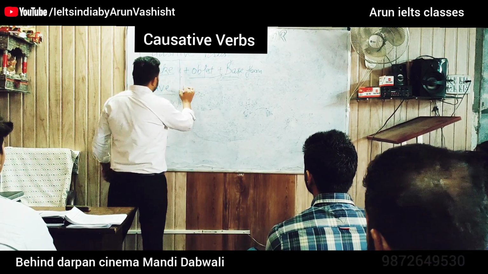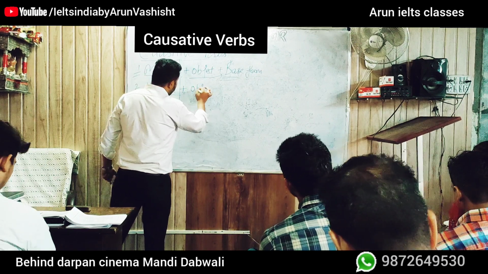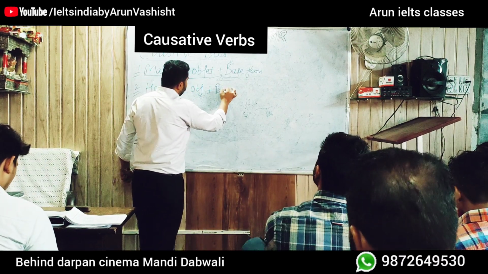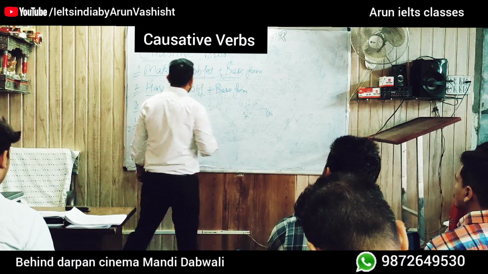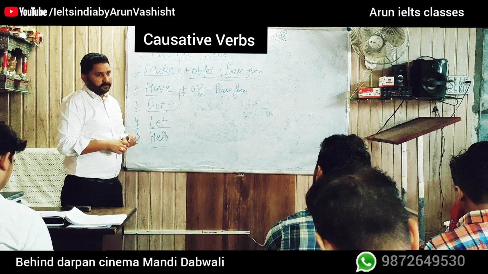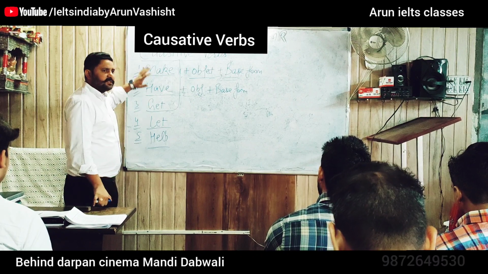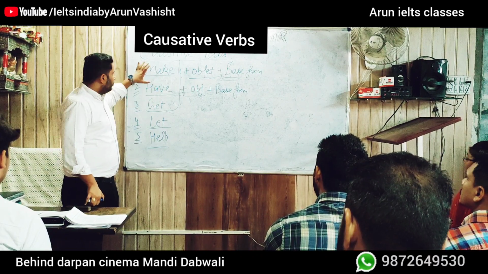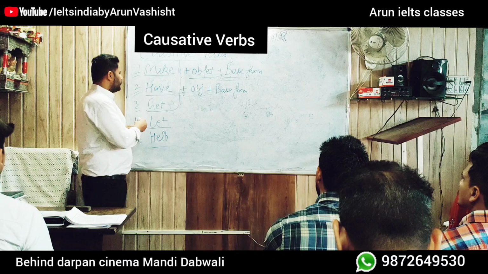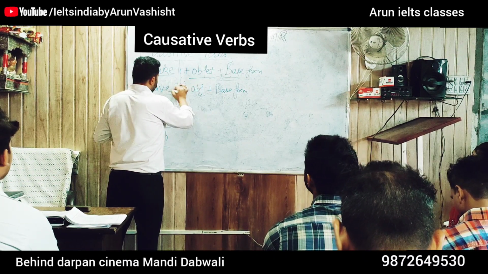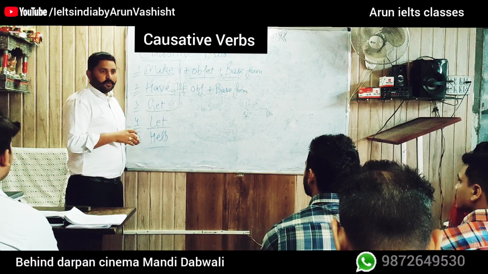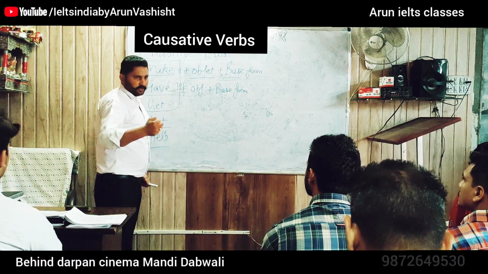Have plus object plus we need base form. What's that? Base form. Okay, object plus base form. Now this is a little bit softer than make. Let's make it 70%.